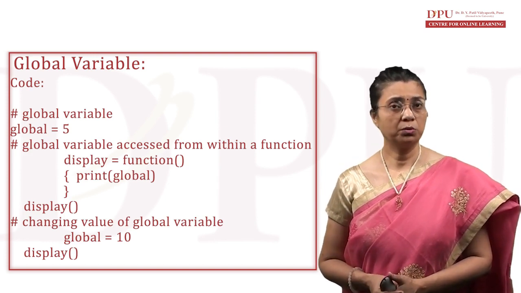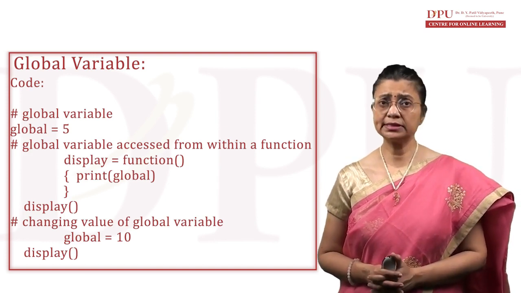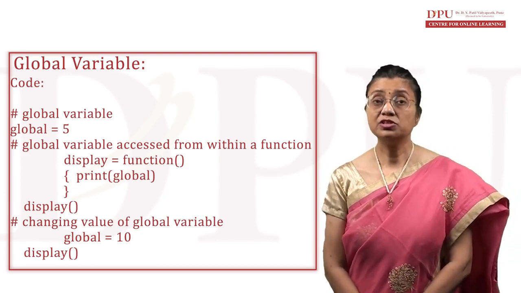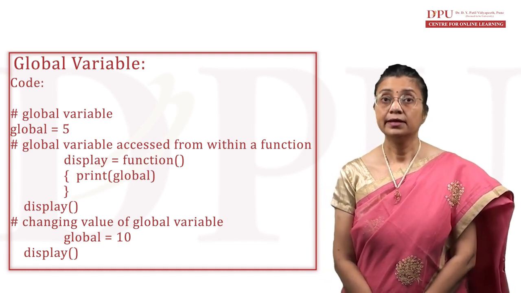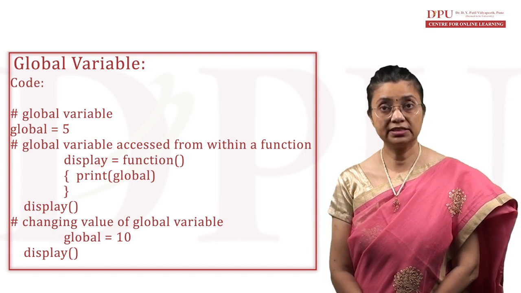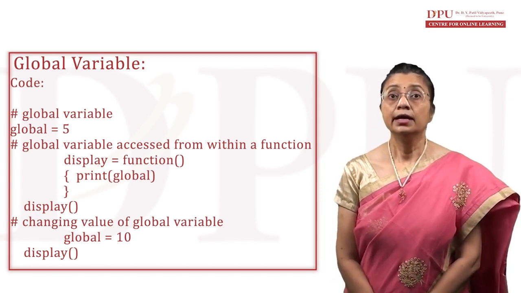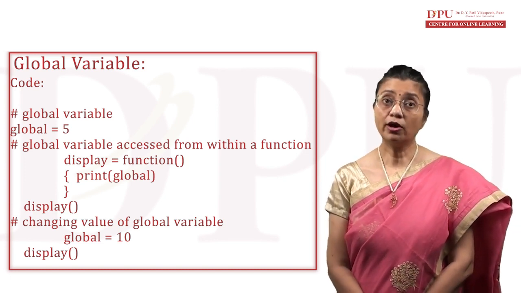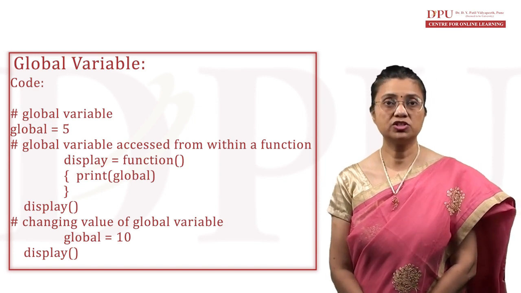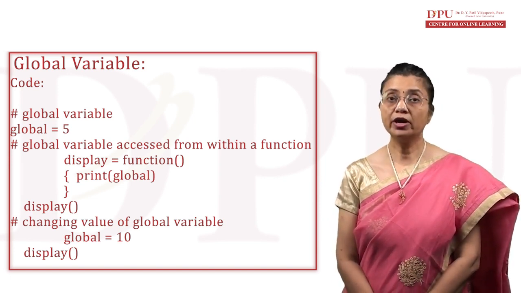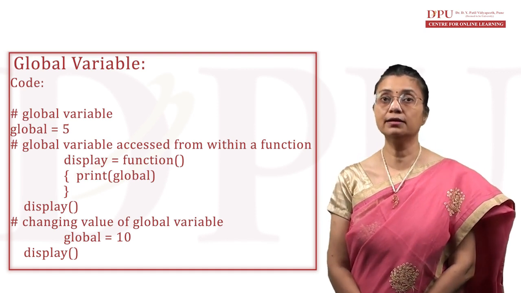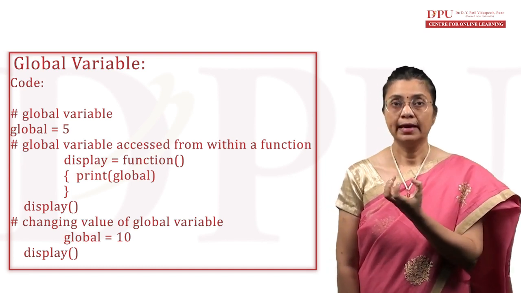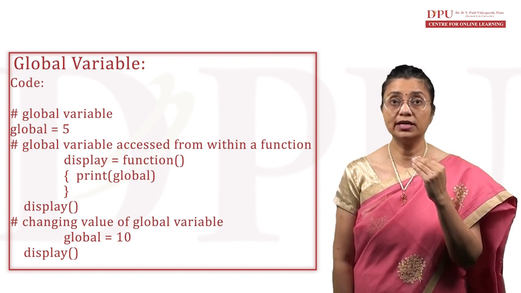So let's go through the code one by one and understand. The first line is global variable, which is a comment. After that, we have written global equals 5, which means your global variable is equal to 5. Then we have written global variable accessed from within a function. Now, writing display equals function, which means display is my function variable. And within the display function, I have written print global. So here you can see that the global variable has been declared outside the function display, but it is called in the function display. And then after closing the parenthesis, I'm calling the function display.